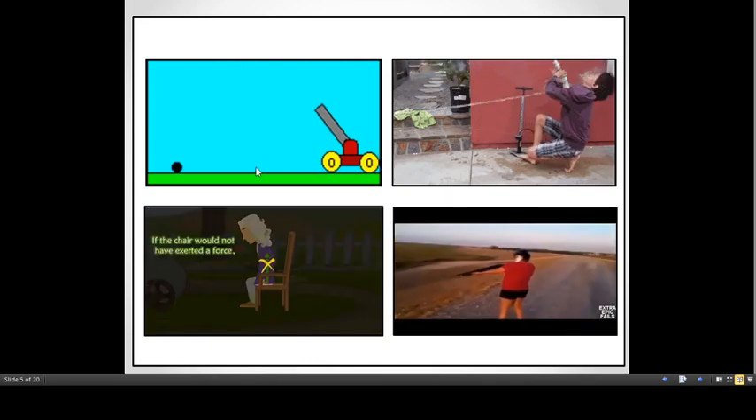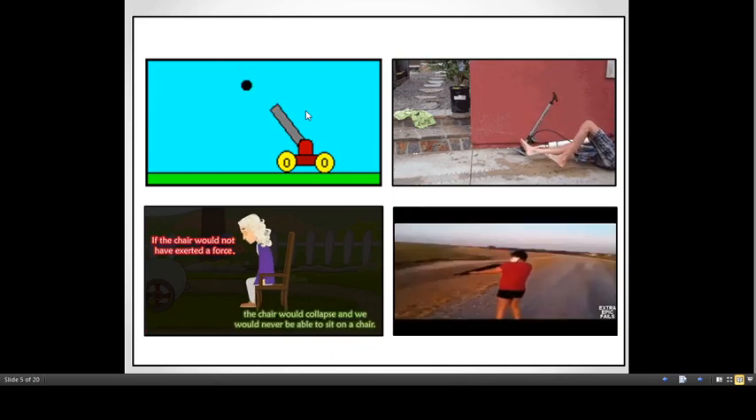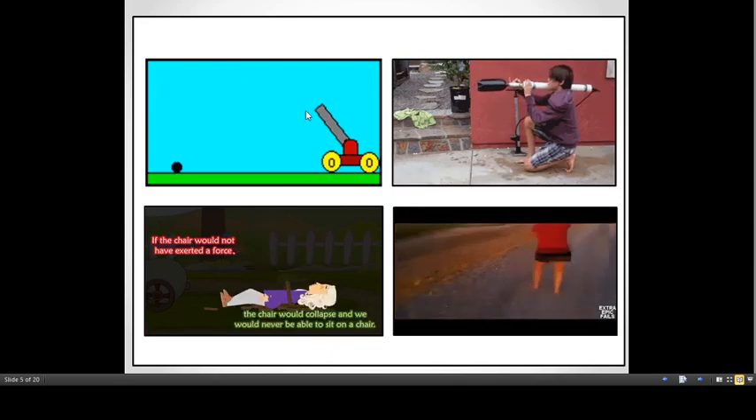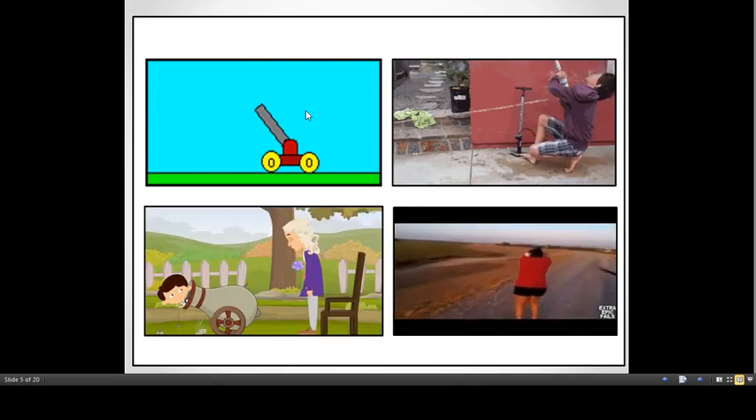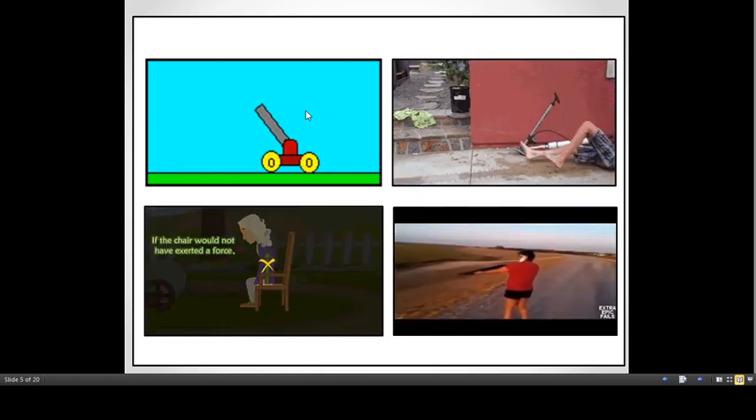Now see the interesting part. What's about this one, this one, this one? Yes, this is Newton's third law of motion. What is Newton's third law of motion?